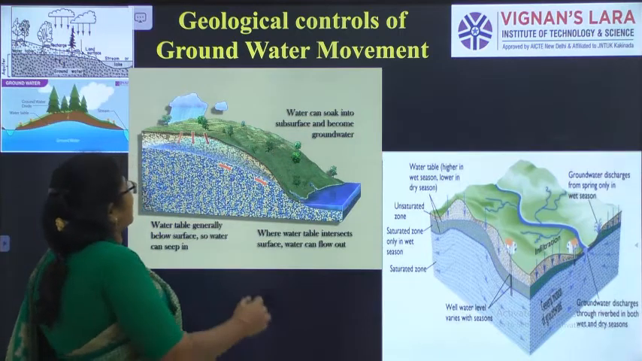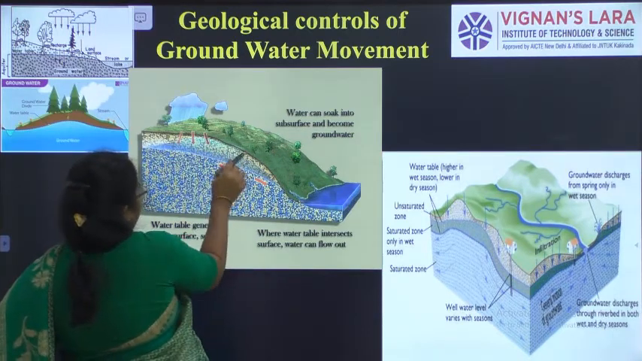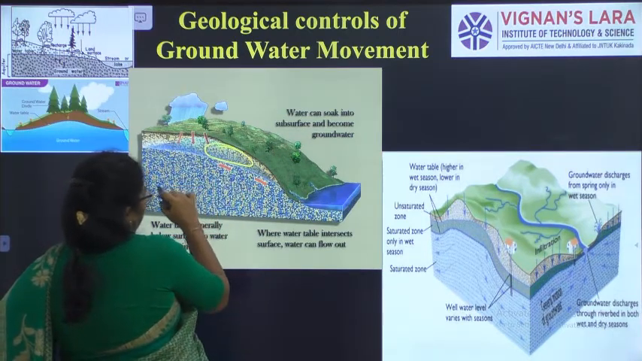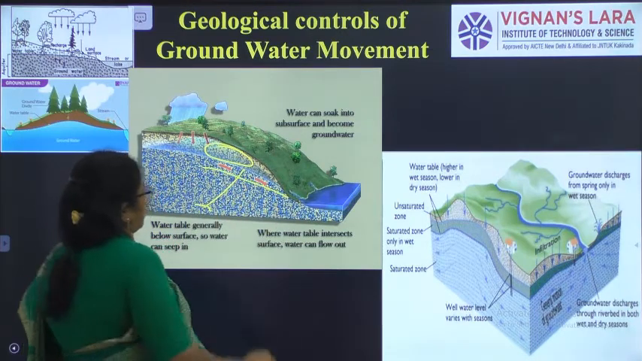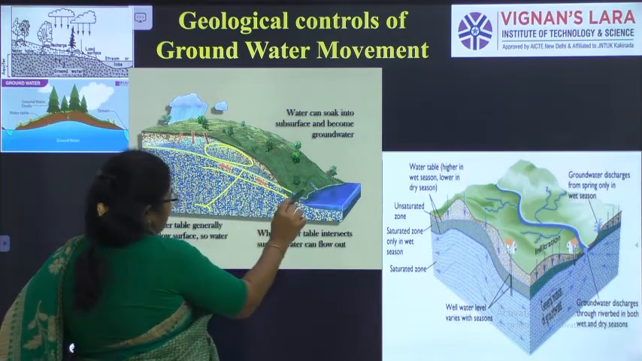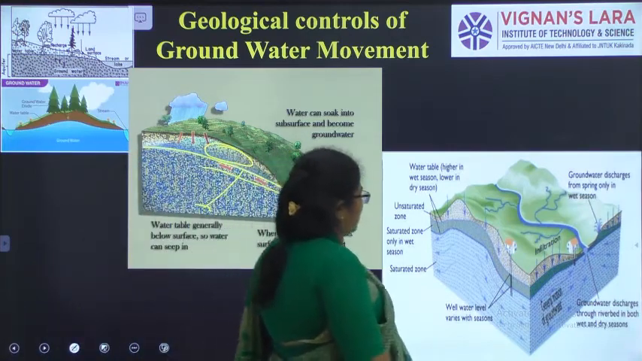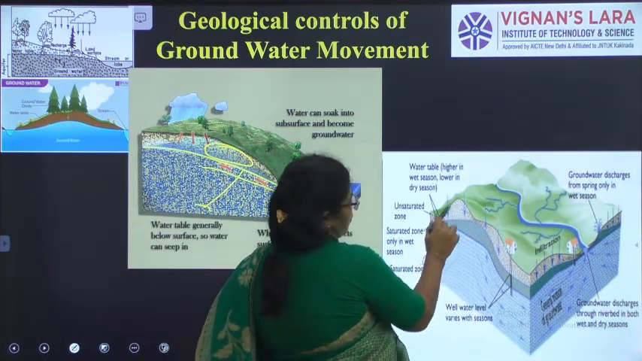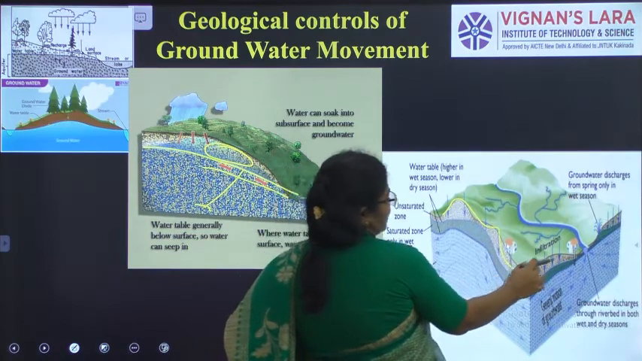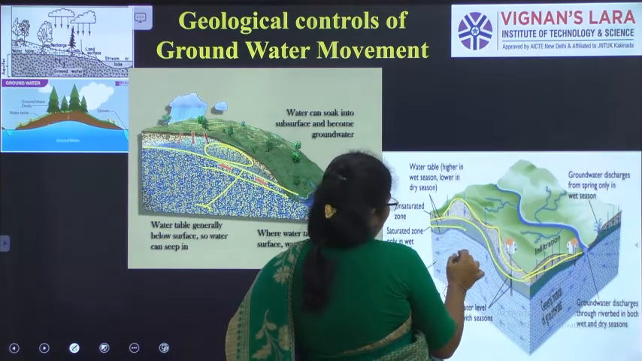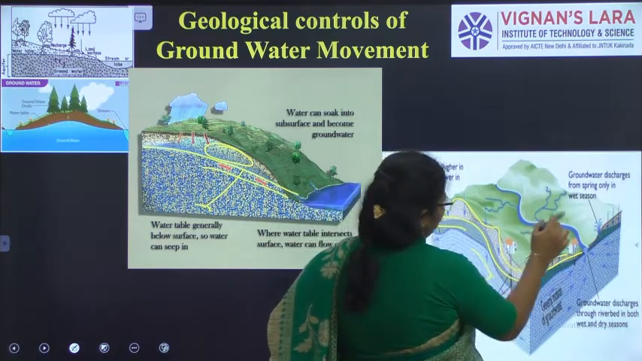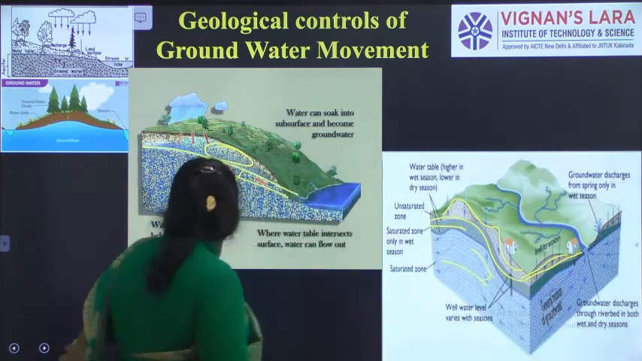You can see here, so water infiltrates. This is the unsaturated zone or zone of aeration. This is the saturated zone where it is completely filled with water. This is the water table. Okay, so here the unsaturated zone is there. You can see here, this is the water table. It is a saturated zone.